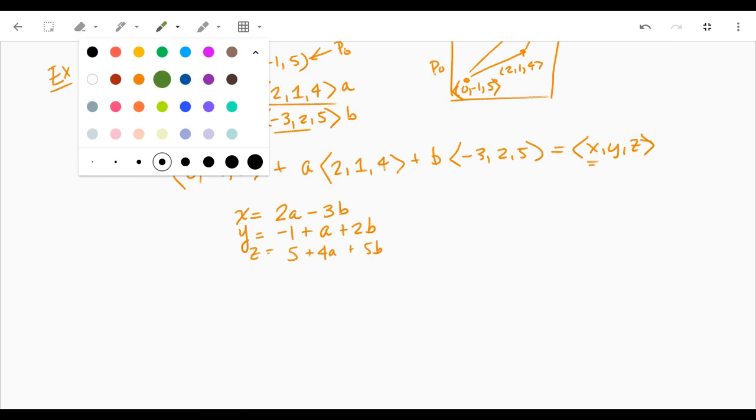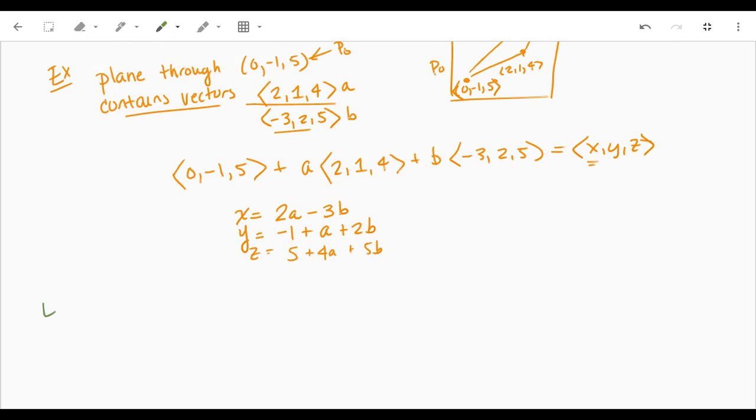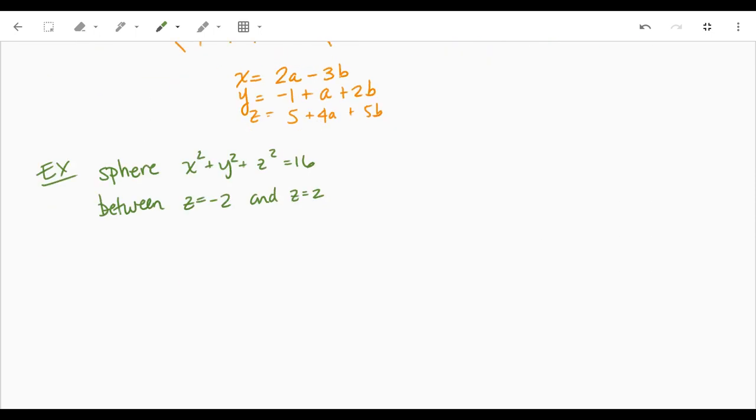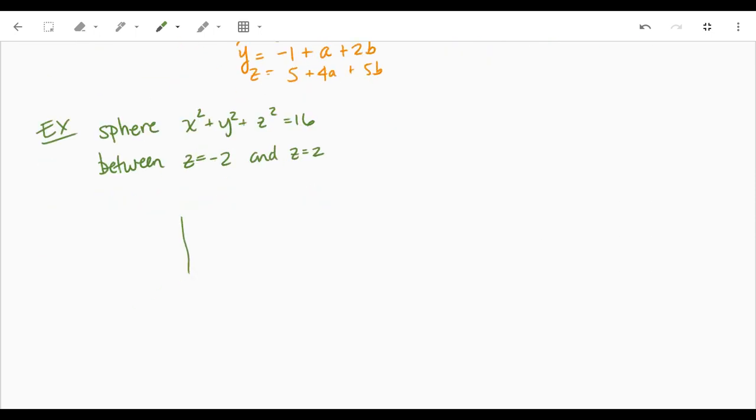Okay, we got another one. This one is exercise, I think, 20 in your book. It uses some spherical coordinates. We want the parametric equations for the portion of the sphere x squared plus y squared plus z squared equals 16, between z equals -2 and z equals +2. Okay, so it's kind of like a ring shape, right? We'd have this sphere with a radius of 4.